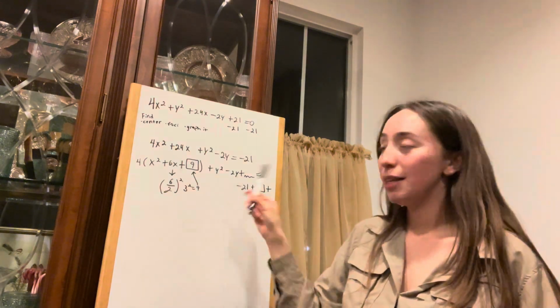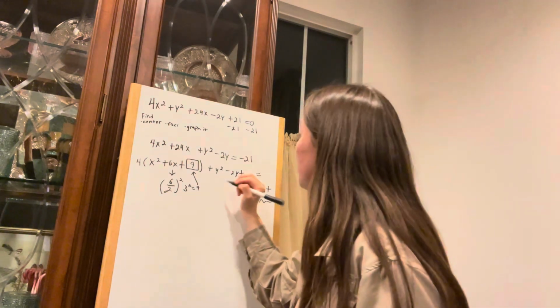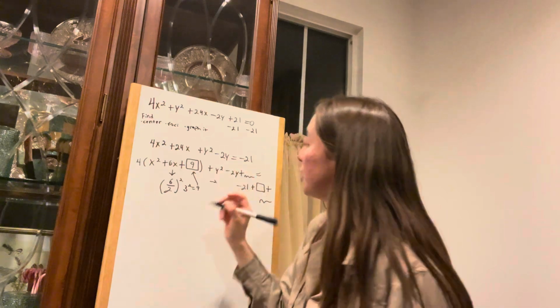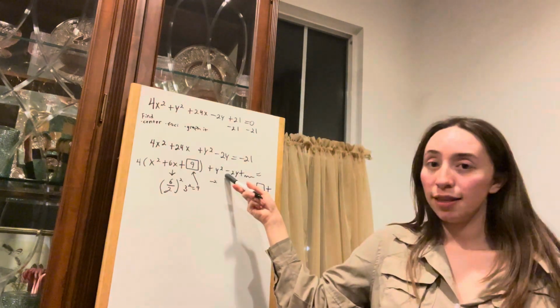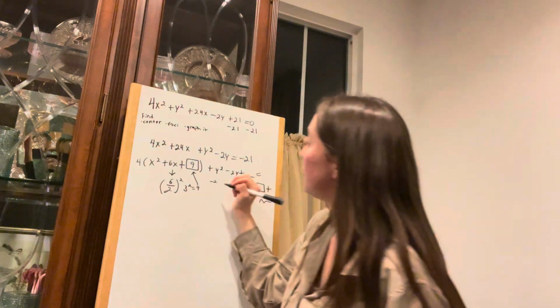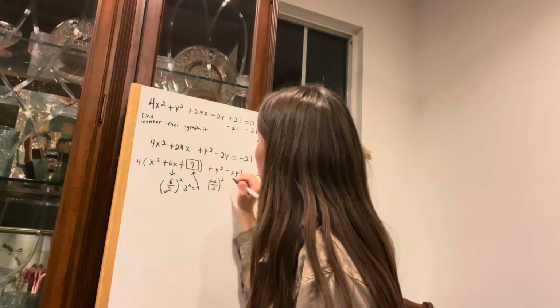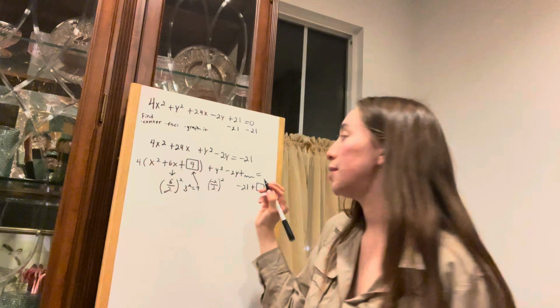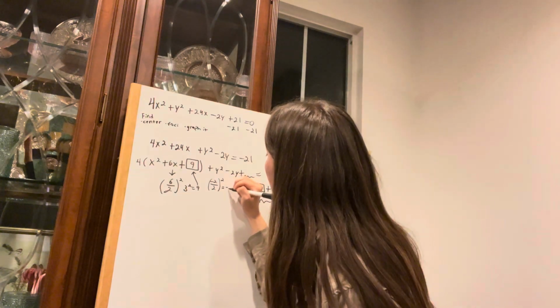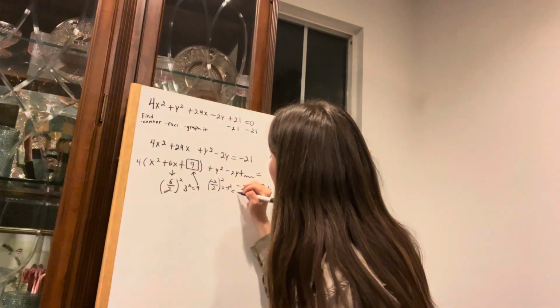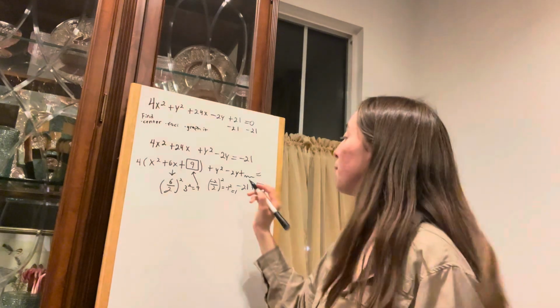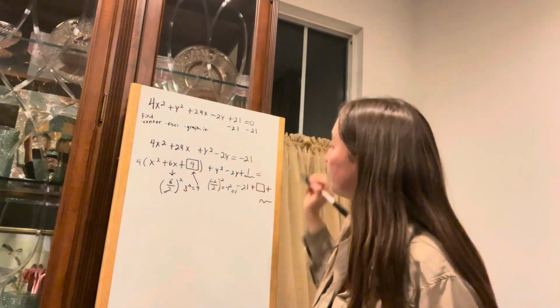We're going to do the same thing on this side. So we're going to have negative 2, and it's negative 2 because you see that negative sign right there. Negative 2, cut that in half, divide it by 2. So negative 2 divided by 2 equals negative 1. And then square that, and I just get a positive 1. So I'm going to put that over here.